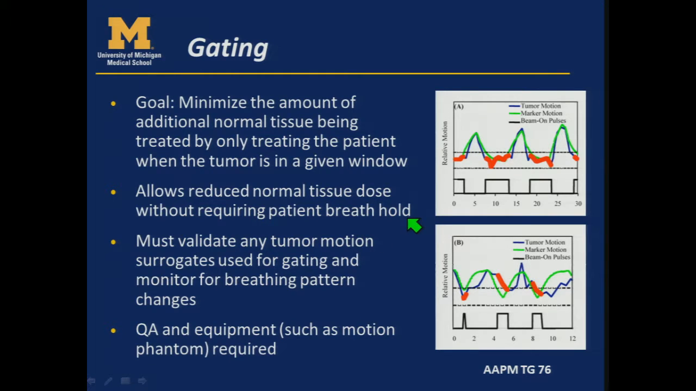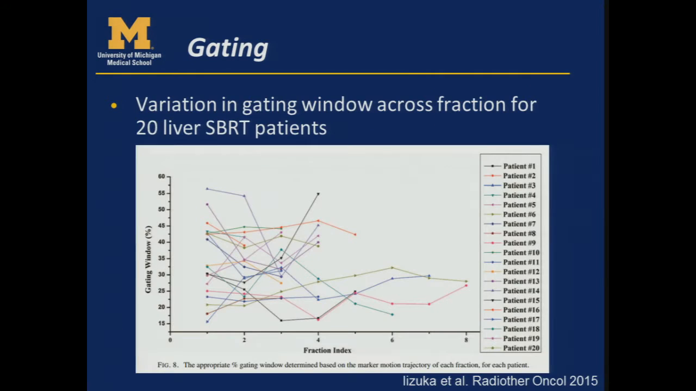You do need to be very careful to validate any tumor motion surrogates. Usually gating is based on an external surrogate, although there are many gating techniques that can be based on internal surrogates such as markers. And it's very important at your own clinic to validate whatever your surrogate is or any lag time that you may have in your system. And so you do need to employ a lot of QA, and you'll have to have special equipment such as a motion phantom to really well commission any gating technique.